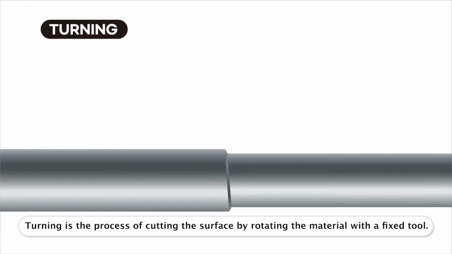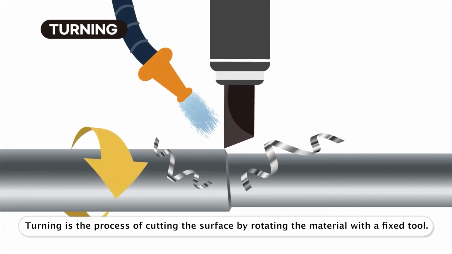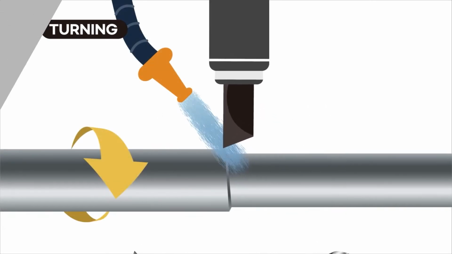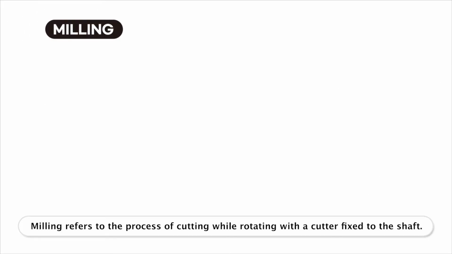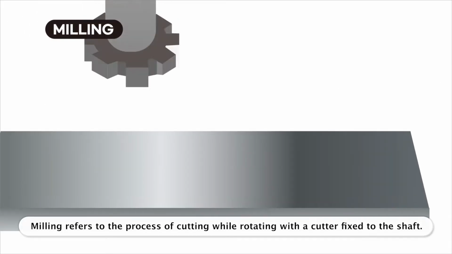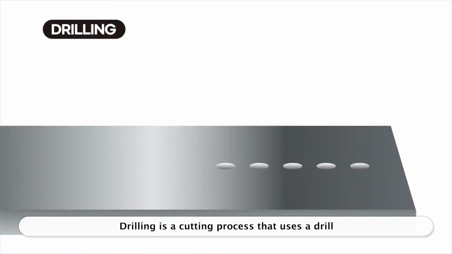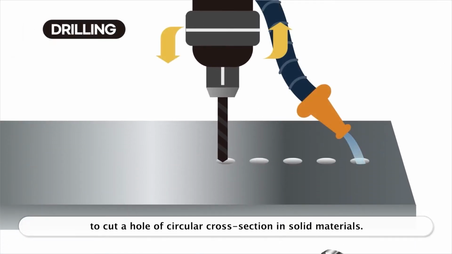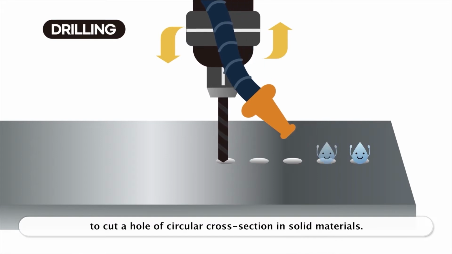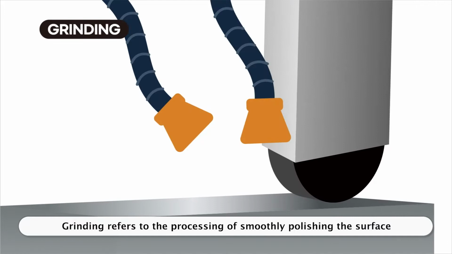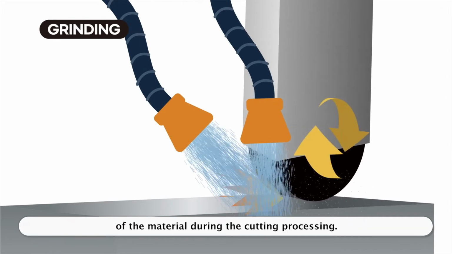Turning is the process of cutting the surface by rotating the material with a fixed tool. Milling refers to the process of cutting while rotating with a cutter fixed to the shaft. Drilling is a cutting process that uses a drill to cut a hole of circular cross-section in solid materials. Grinding refers to the processing of smoothly polishing the surface of the material during cutting processing.